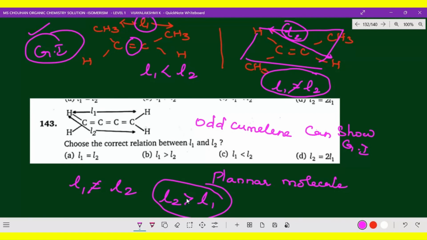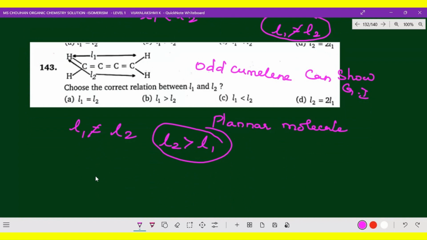Right, now which is the correct option over here? The same idea I just bring over here also. C double bond C double bond C double bond C, right? So that means here an odd cumulene, here hydrogen, here CH3, and the same way I put it this side, here hydrogen, here CH3, and this side CH3. Now you see the length between this hydrogen and this hydrogen, this is L2.